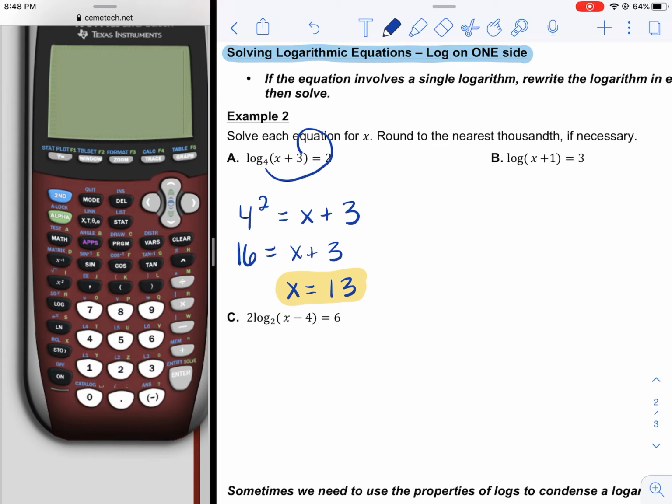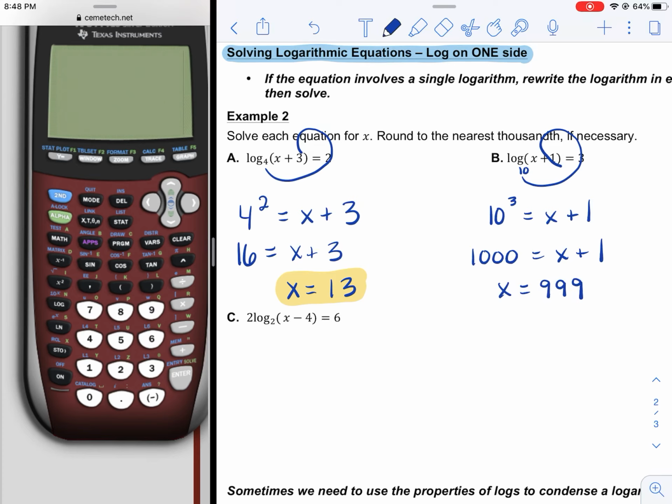So if we look at part B, I'm going to put a 10 here as the base. I only have the word log written on one side. Do not say x plus 1 equals 3. Okay, I have to change this log to exponential form. So 10 to the third equals x plus 1. 10 to the third is 1,000. And then all you have to do is subtract 1, and so x equals 999.